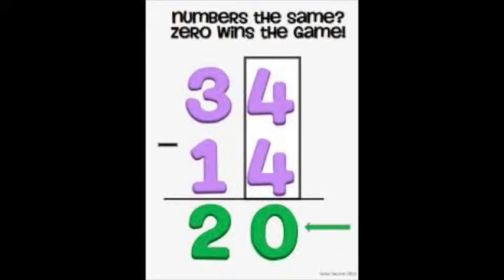But if the numbers are the same, 0 wins the game. Here in the ones place, you see 4 take away 4. That's the same number, so the answer is 0. Listen and watch how you do the written method.